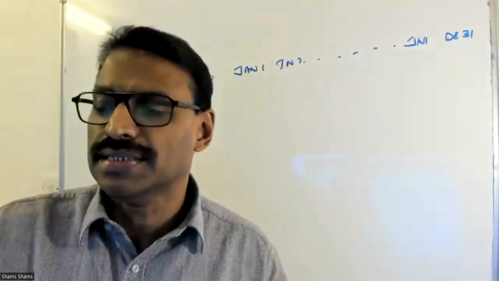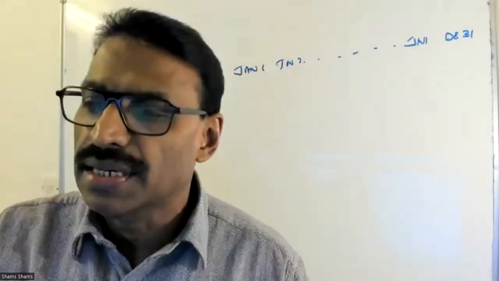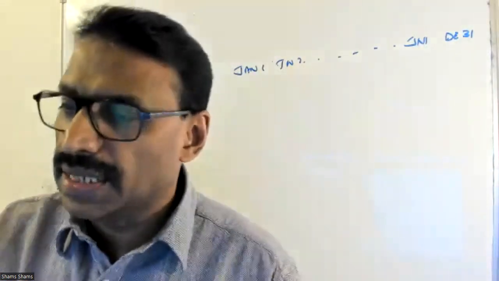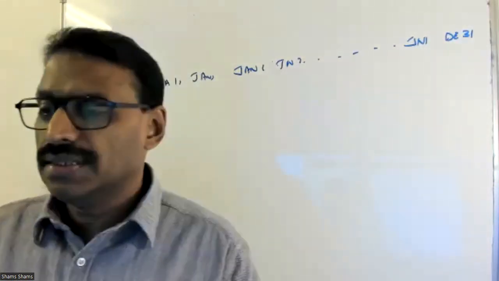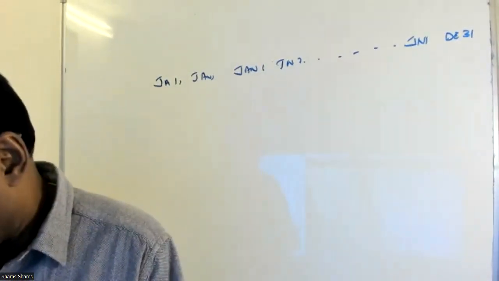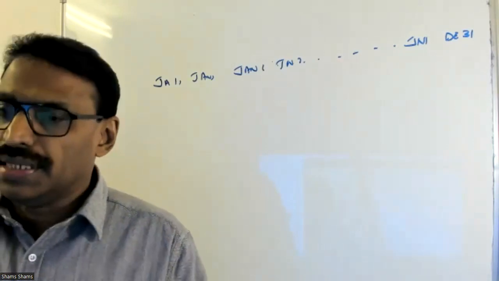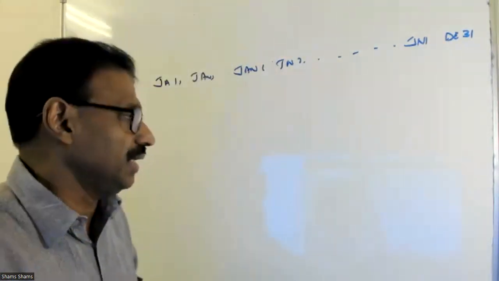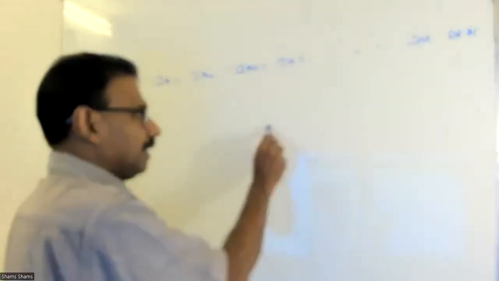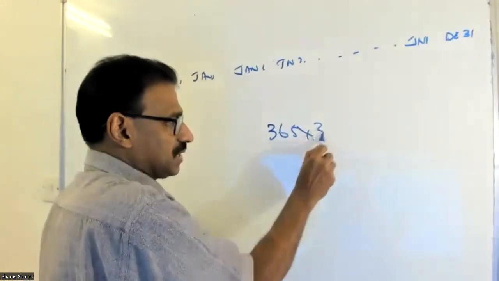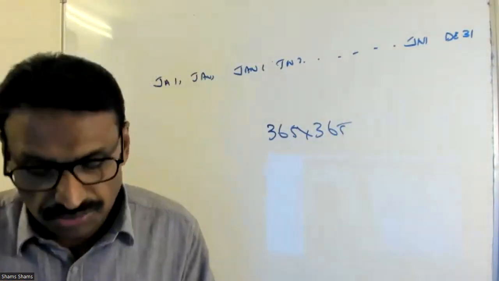365 into 365 chances. Just like the previous question, first coin 6, second coin 6, 6 into 6 chances. Clear now? Yes, sir. Okay, that means the total possibility is 365 into 365. Don't multiply and make a big number. Now, the question.